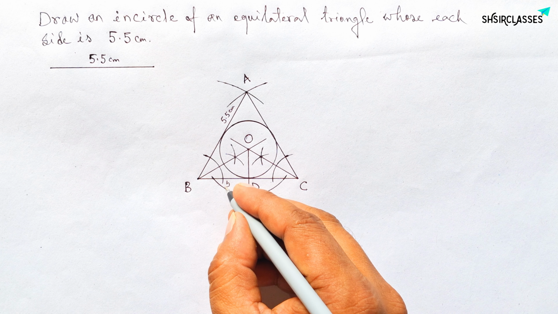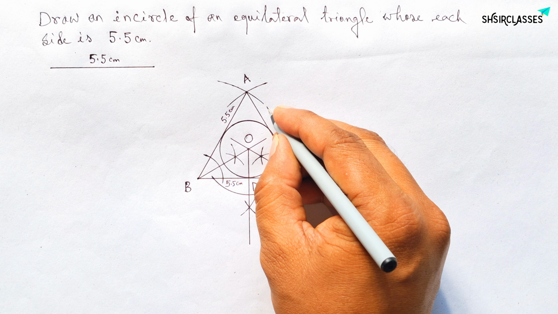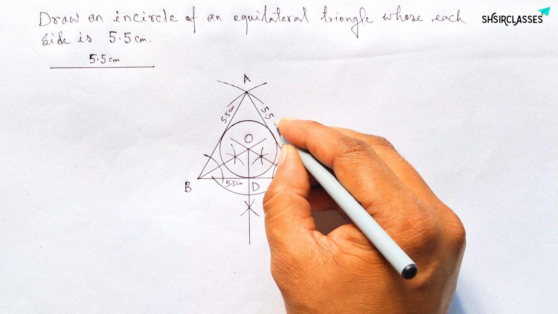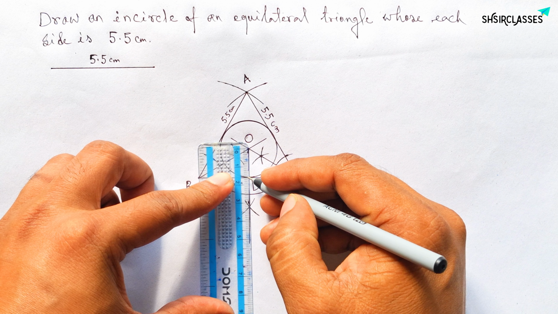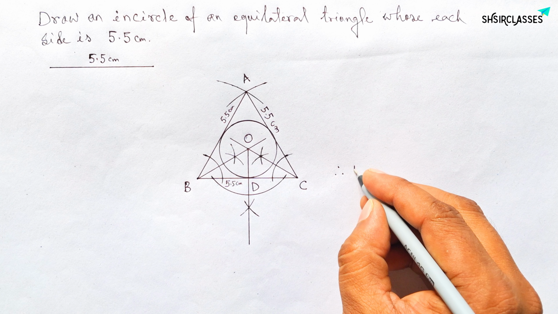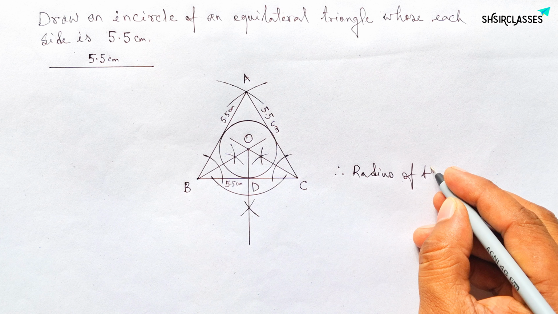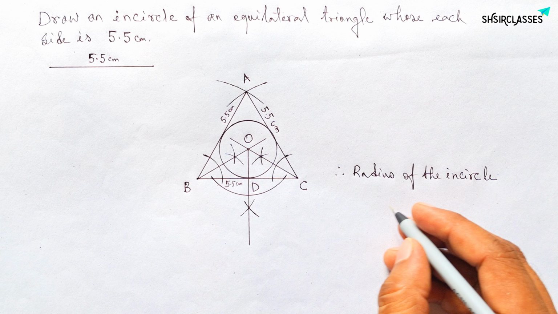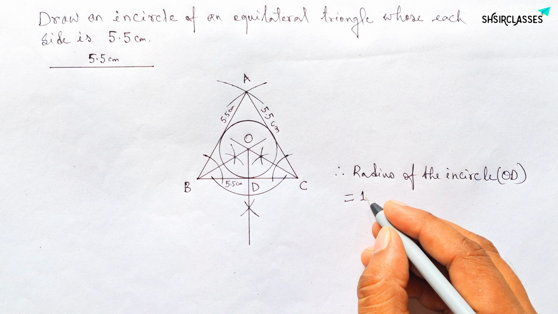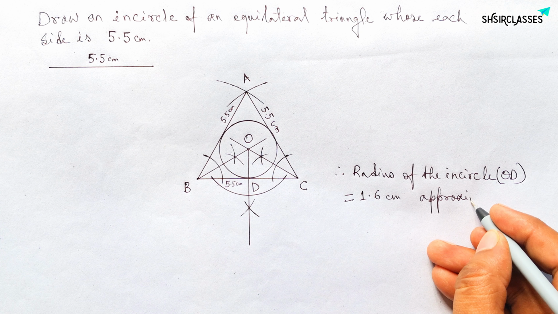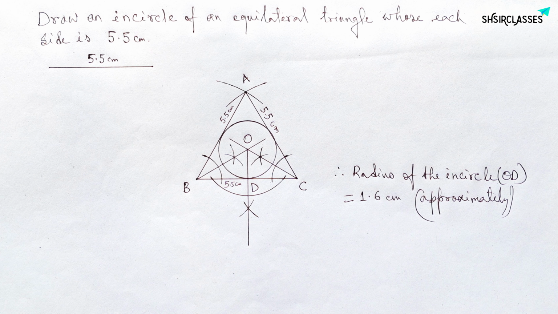Next, length of each side of this equilateral triangle is 5.5 centimeter. Now I am going to check length of the radius. So this is approximately 1.6 or 1.7. So radius OD equal 1.6 centimeter approximately.